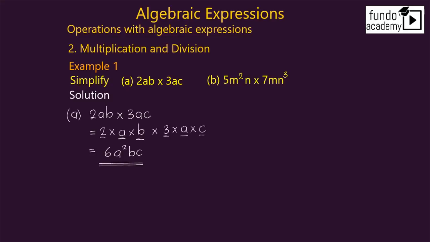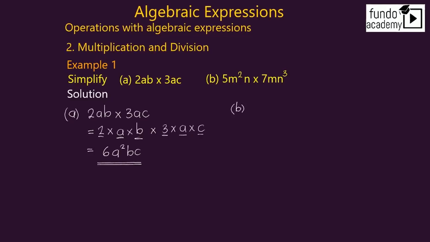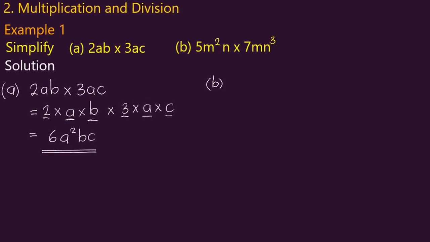I want you to try part B. I'm just going to give you a minute to simplify part B, where we have 5m squared n multiplied by 7mn cubed. So you can pause this video starting from now. Alright, so for part B, we have 5m squared n multiplied by 7mn cubed.